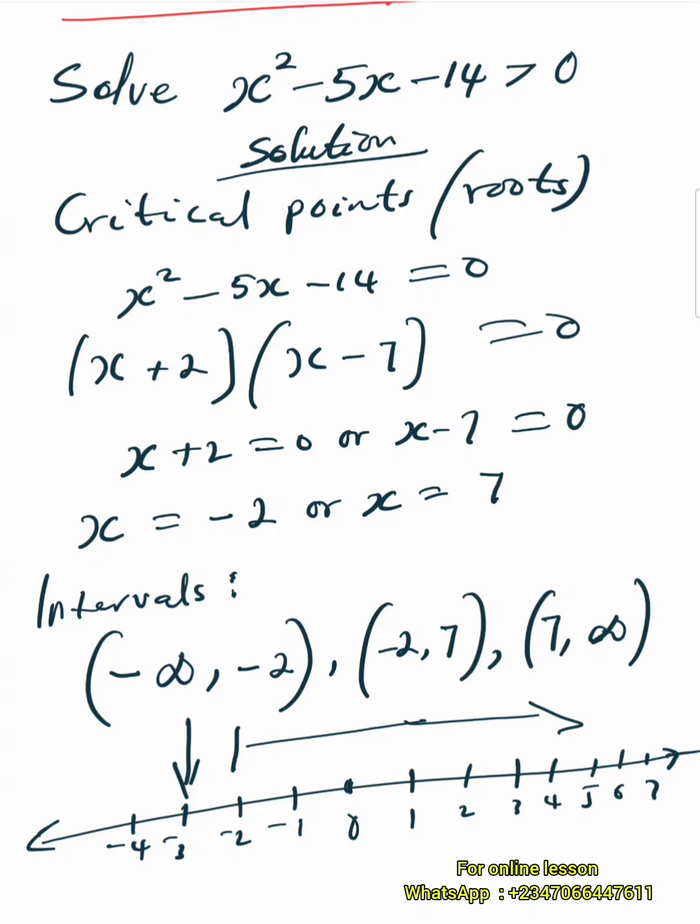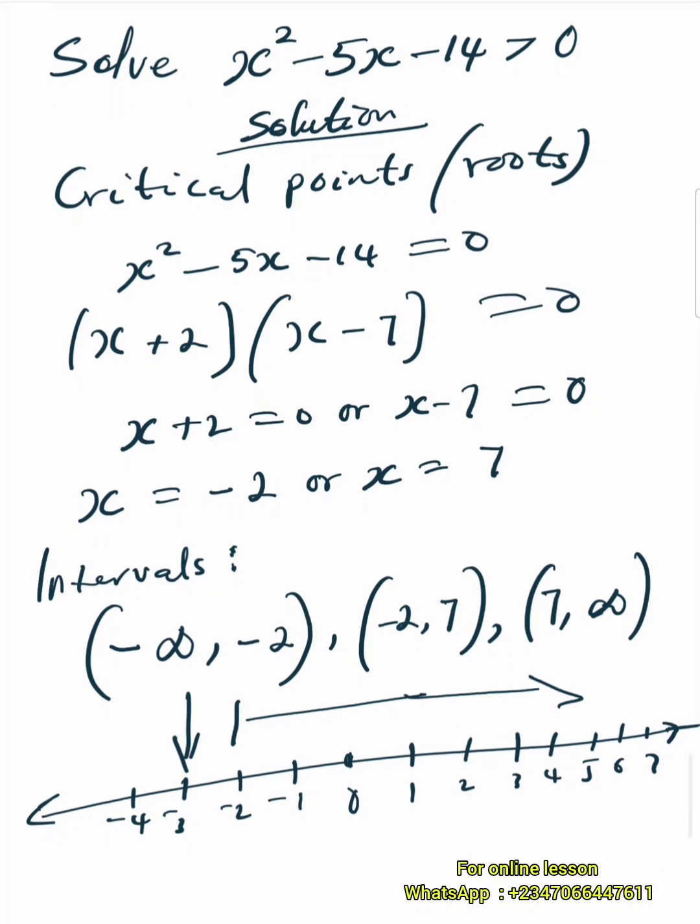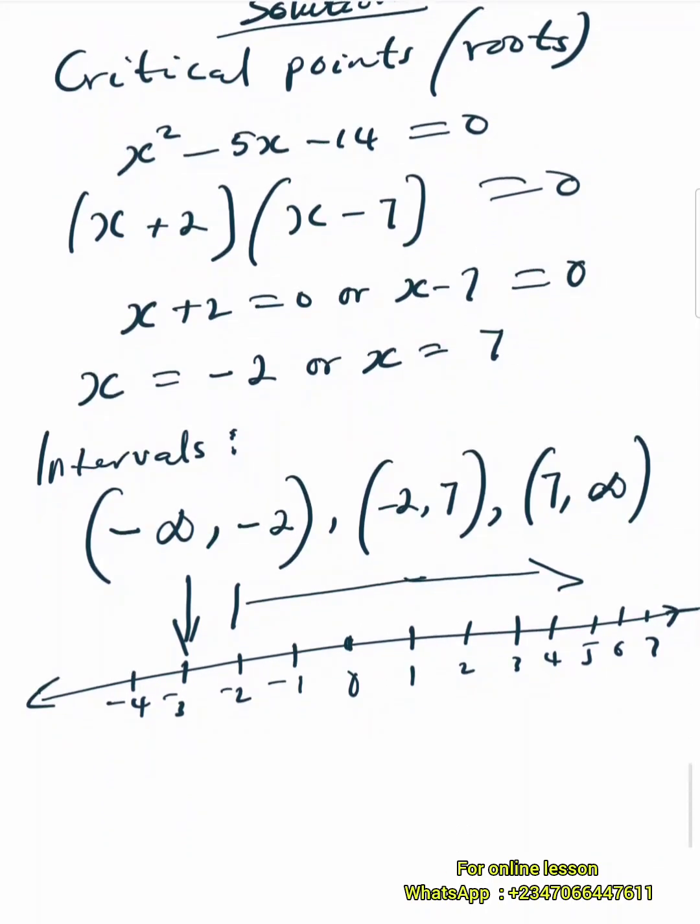Now, when you exceed 7 towards the right, it means x can take a value from there that may likely satisfy this inequality. So first of all, let us test the first interval. Test x less than -2. We are testing for x less than -2, so we choose any value. Let's say -3, because -3 is less than -2.